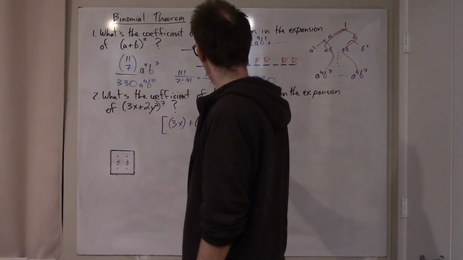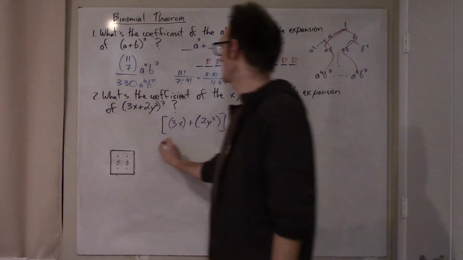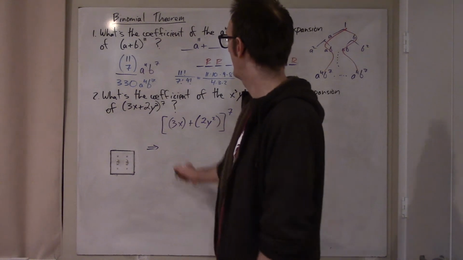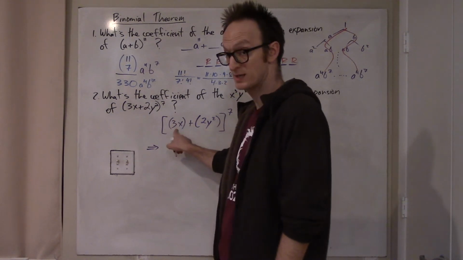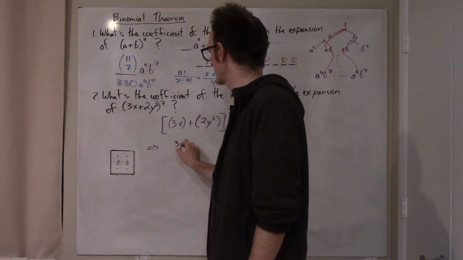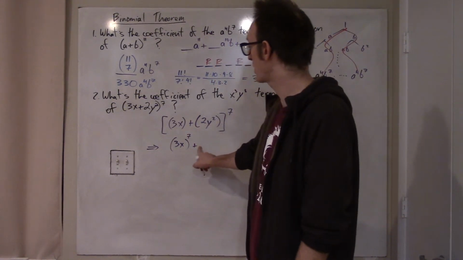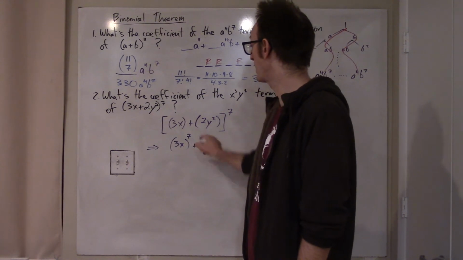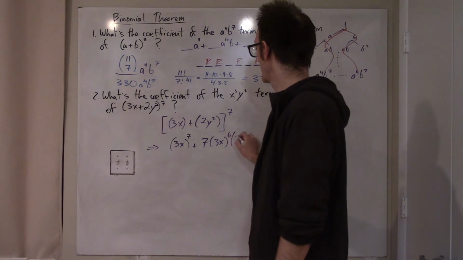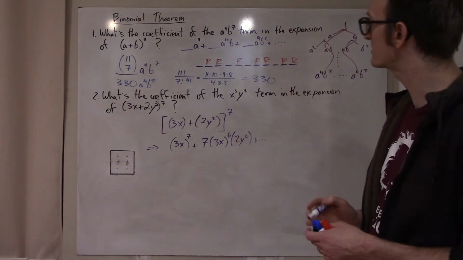Okay, and that whole thing is being raised to the 7th, and so when you do this expansion, what do you get? The first term is going to be a to the 7th, so to speak. So that's like (3x) to the 7th, and then the next term is going to be 7 choose 1, which is just 7 times (3x) to the 6th times 2y squared, etc. Okay, so that kind of gives you the gist of it.